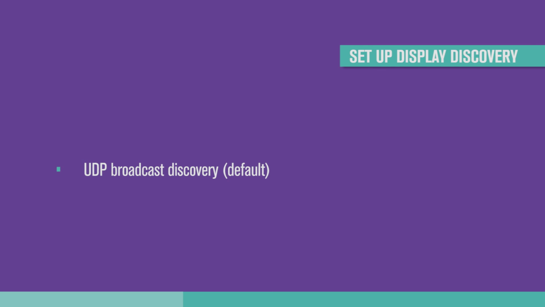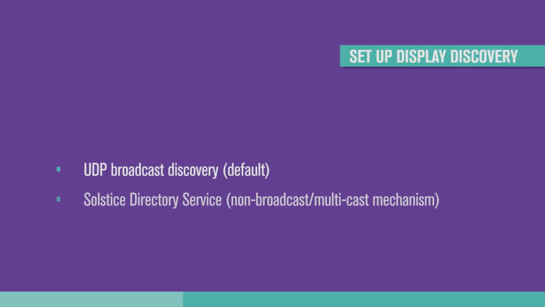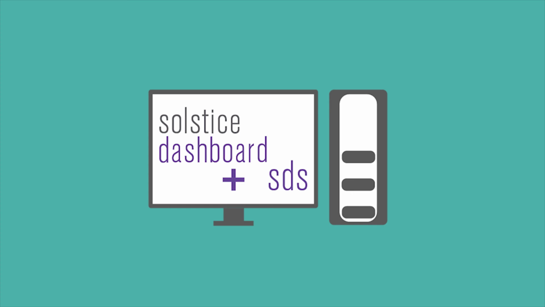However, larger enterprise networks often prohibit the use of UDP broadcasts or multicast network traffic, which means the default broadcast discovery mechanism will not work. In these cases, Mersive provides an alternative discovery mechanism called the Solstice Directory Service, which doesn't rely on UDP broadcasts or multicast traffic. Solstice Directory Service, or SDS, is a separate software program that runs on a Windows PC on the network or in a Windows server environment.